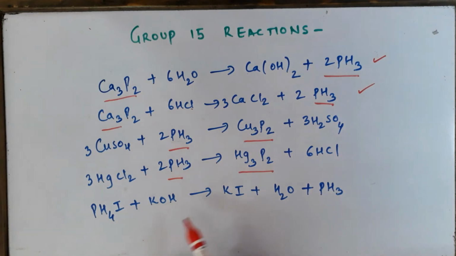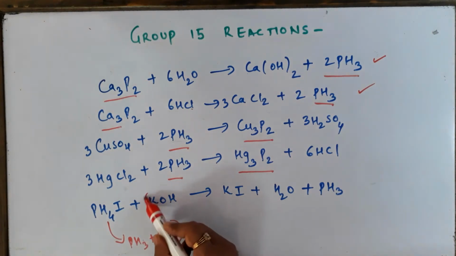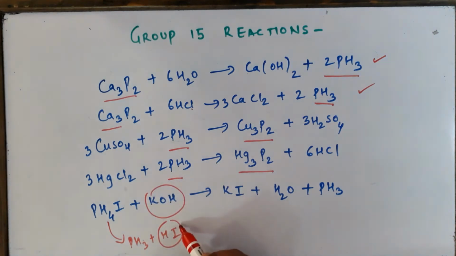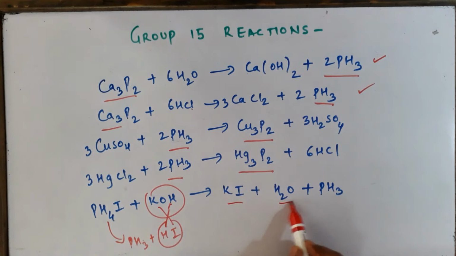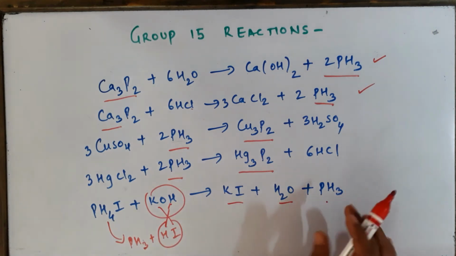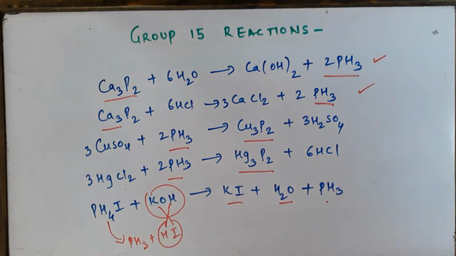Now this is a very simple decomposition for the purification of phosphine. This is the reaction. It's simple. PH4I is nothing but PH3 plus HI. You can imagine it like that. And HI is an acid and this is an alkali. So neutralization, you will get KI, you will get H2O, and PH3 is formed. So these are very simple logical reactions.